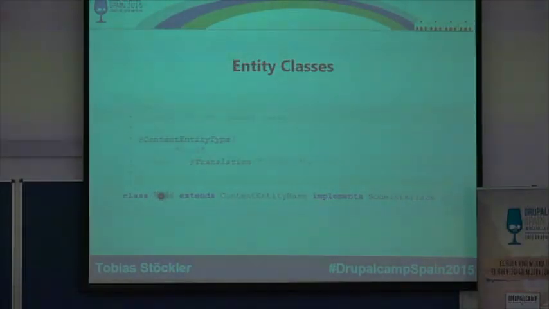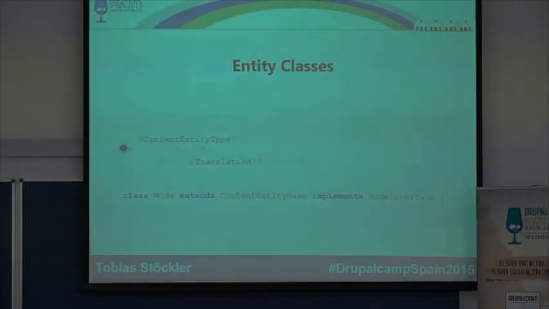We say, I have a node class. It's not just any class, it's an entity type. Why it says content entity type, I'll explain in a minute. But I'm an entity type, I have an ID, and I have a label. And if we do just this, if we create a class and put this little comment up here, we've created a new entity type.